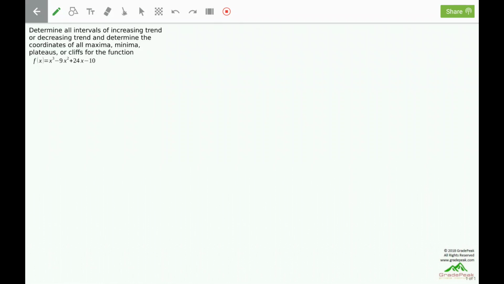Determine all intervals of increasing trend or decreasing trend and determine the coordinates of all maxima, minima, plateaus, or cliffs for the function f of x equals x cubed minus 9x squared plus 24x minus 10. The first thing to do is find the domain.